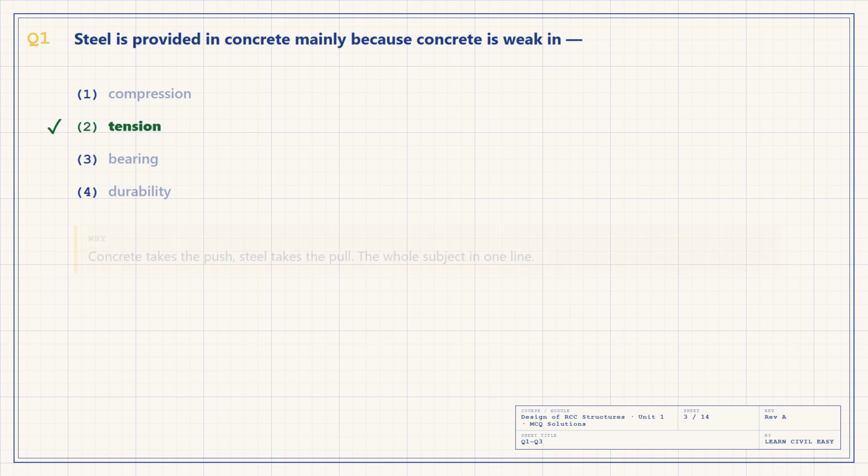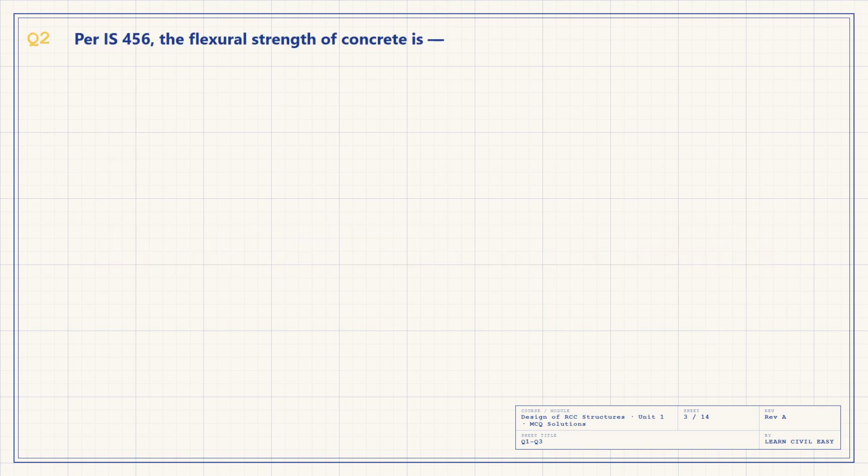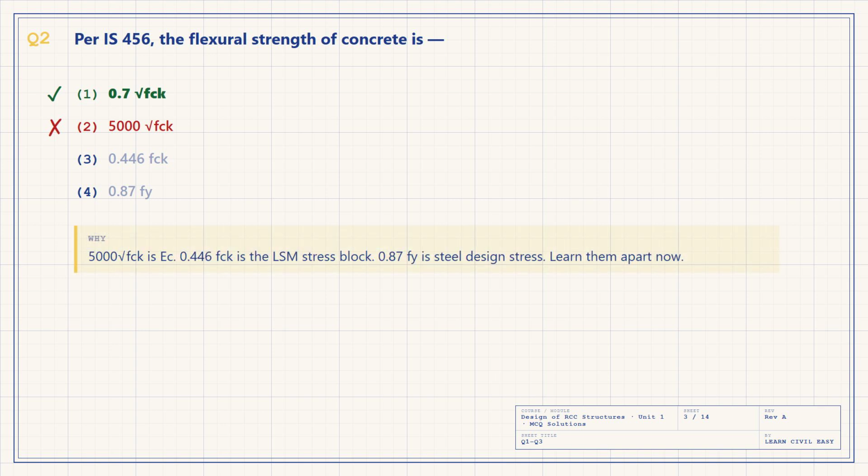Concrete takes the push, steel takes the pull. Question 2. As per IS 456, the flexural strength of concrete is taken as option 1, 0.7 root fck. Now look at the three wrong options because each of them is a real formula you will meet later. 5000 root fck is the modulus of elasticity of concrete. 0.446 fck is the constant in the limit state stress block. And 0.87 fy is the design stress in steel. If those four blur together now, they will cost you marks later. Learn them apart.